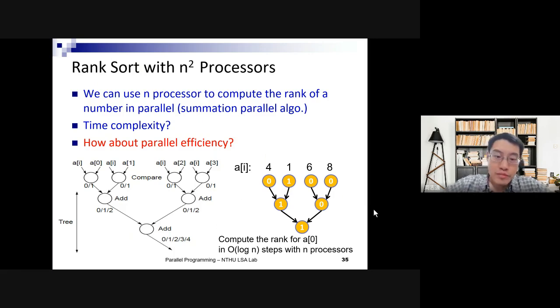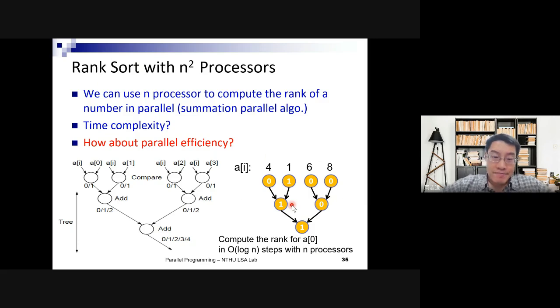Okay, and furthermore, for rank sort, it can even use another trick, that is to use more processes or computing power in order to further reduce the time complexity. And it can do it easily by, as shown over here, instead of assigning just one process to determine the rank of a single item, we throw in n processes to determine the rank of a single item.